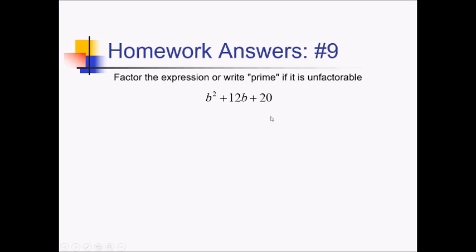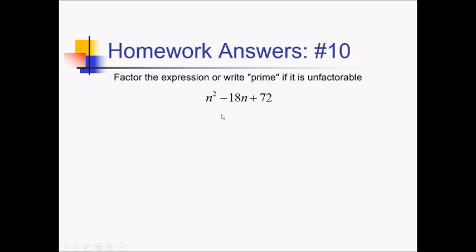To factor this trinomial, I need factors of 20 that add up to 12. So let's see here. We've got 1 and 20 doesn't work. How about 2 and 10? Yeah, that adds up to 12. So then my answer, I've got b plus 2, b plus 10.